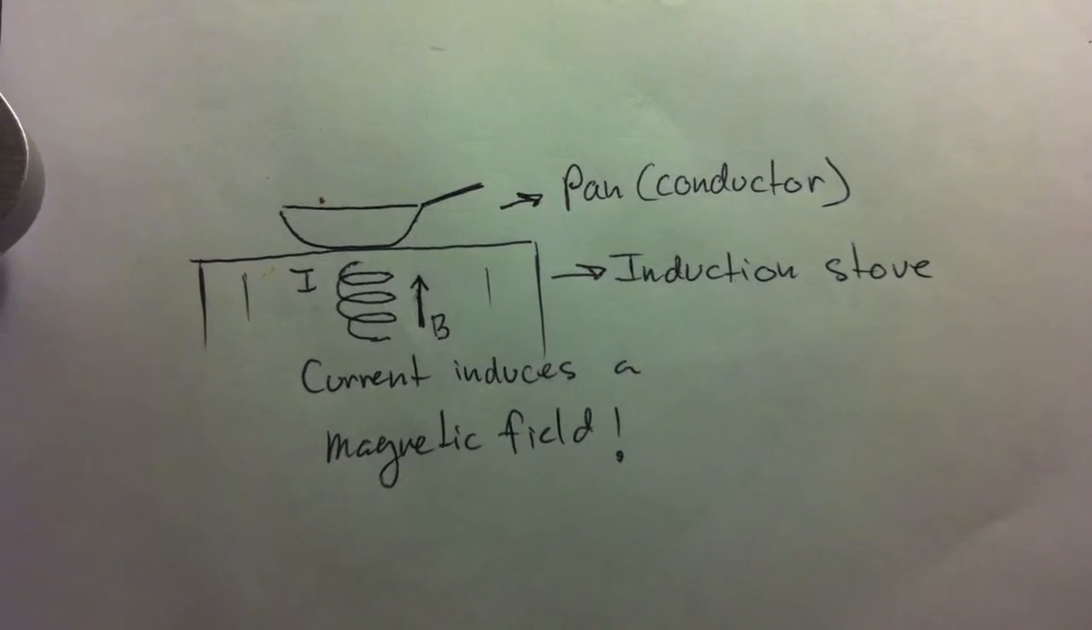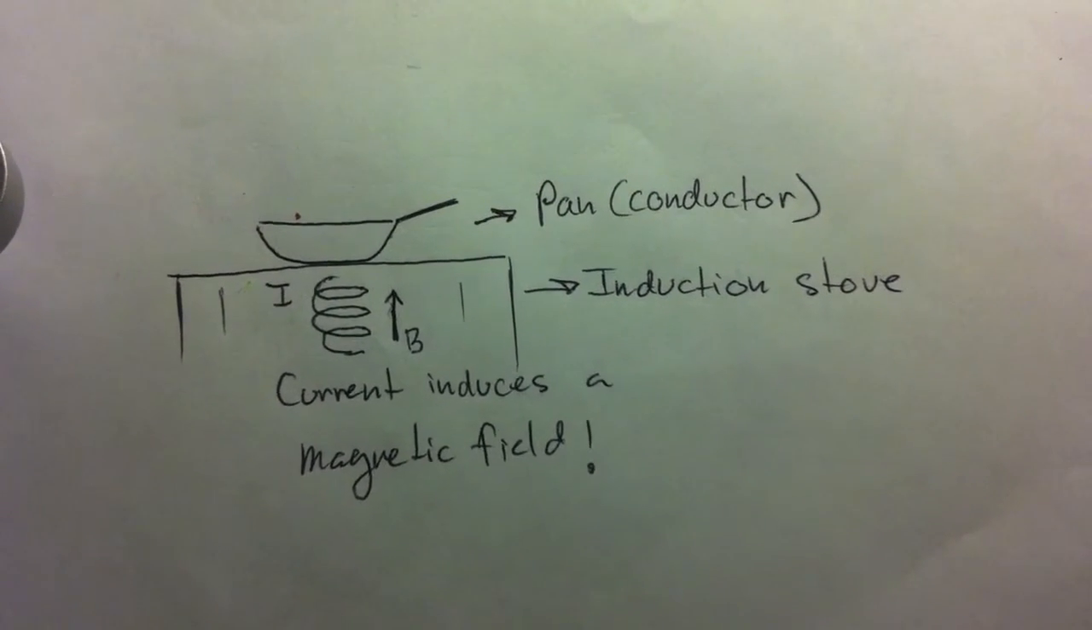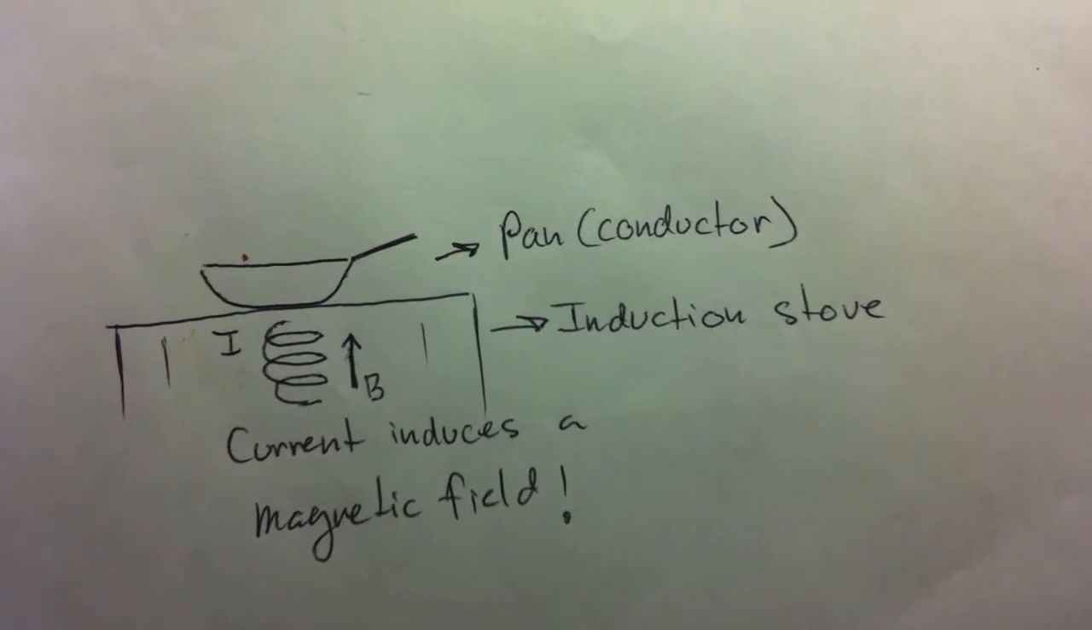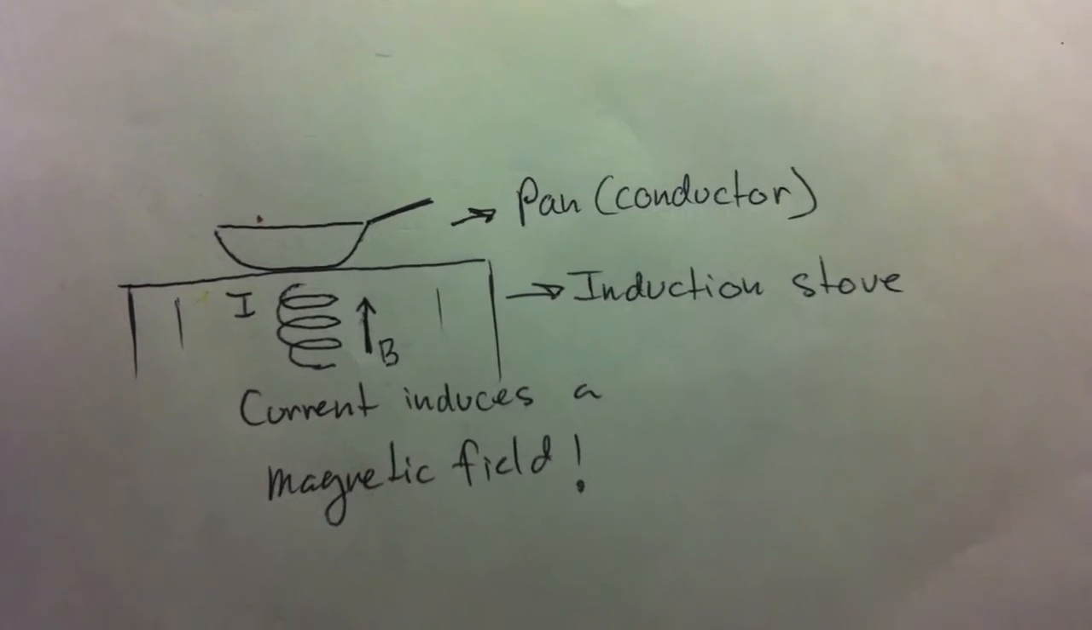And it's also the reason why in some induction stovetop ads, people are able to touch the surface directly or place food directly on it without it burning, simply because food isn't a very good conductor.